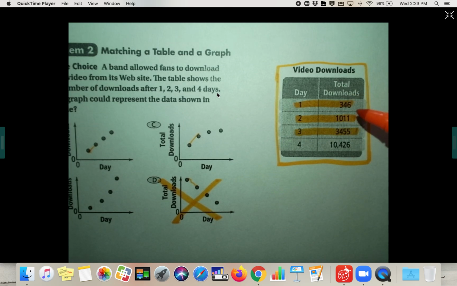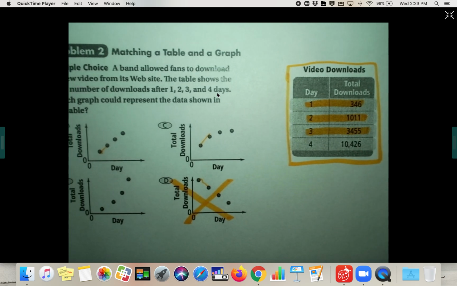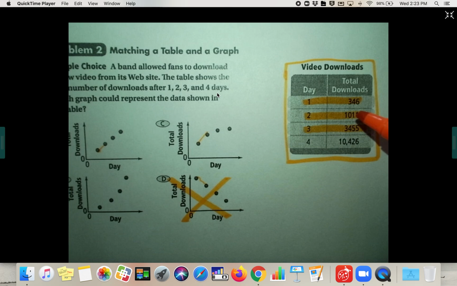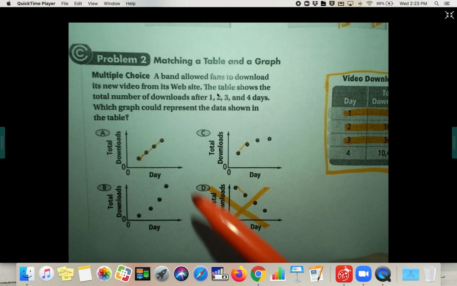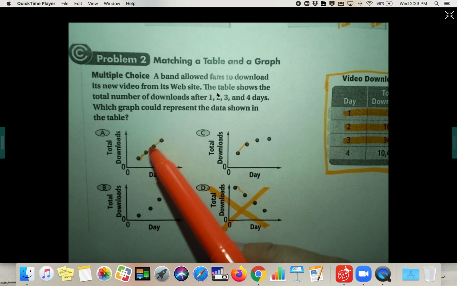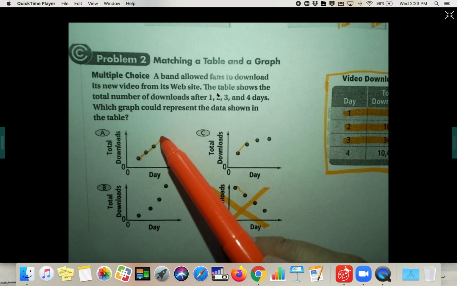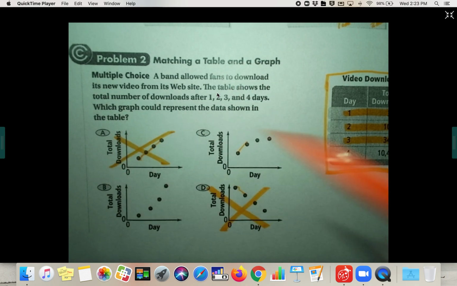So we are not seeing a constant amount. We're not going up 300, 300, 300. We're going up 300 and then more than 2,000 and then more than 6,000. So we are looking at a very exponential growing graph. It's jumping a lot faster than something that would be linear like this one. Linear is a straight line. We're going up a constant amount each time. So it's definitely not going to be A.